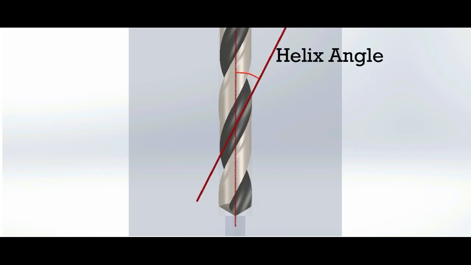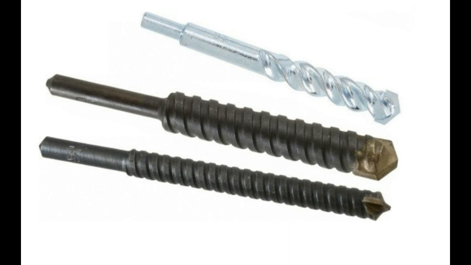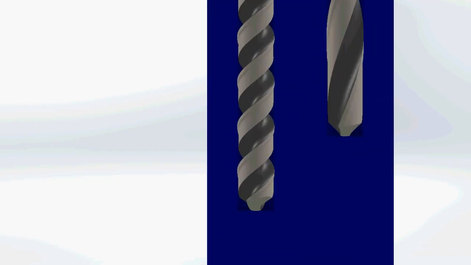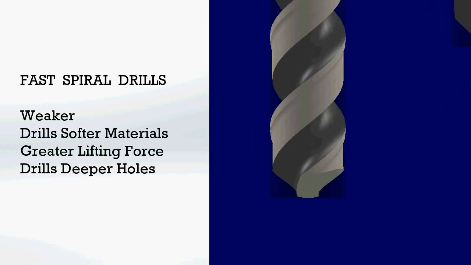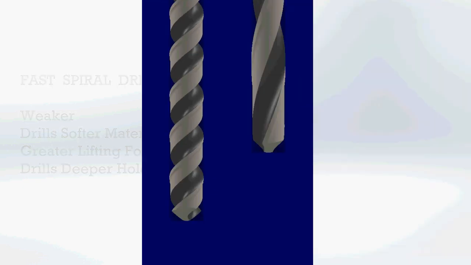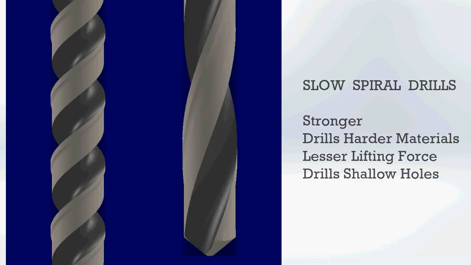This is the helix angle of the flute. Drill bits with smaller helix angle are called slow spiral drills, while those with larger helix angle are called fast spiral drills. Fast spiral drills are weaker, but they provide better lifting power, so they are used in deep holes. The stronger, slow spiral drills are limited to shallow holes.